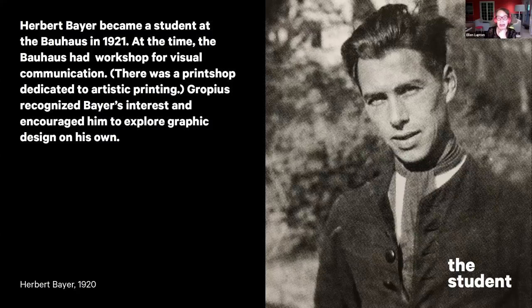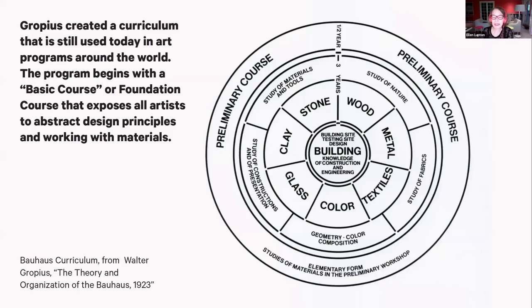So that's Herbert Bayer. And one of the most important things that Gropius and the Bauhaus created was this thing called the basic course. And this is still used in art schools all around the world today, and it was invented at the Bauhaus. And it's the idea that when you enter the school, you are immersed in an abstract, theoretical, materials-based, experimental class. And the purpose of that class is like to erase high school, right?